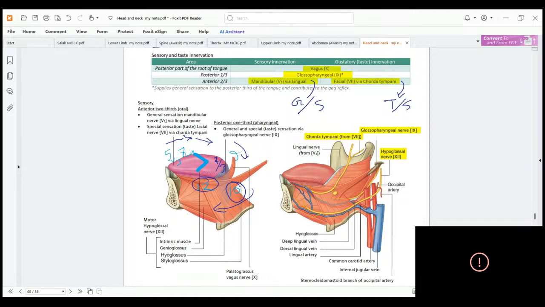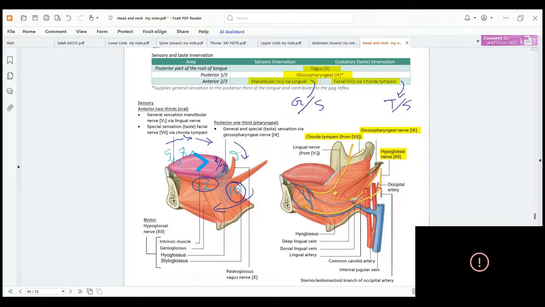This 12 is very related to the base of the tongue, and these are the extrinsic muscles, with motor supply by the hypoglossal. We said all are supplied by the hypoglossal except palatoglossus. Palatoglossus is by vagus, and the others are genioglossus, hyoglossus, styloglossus.